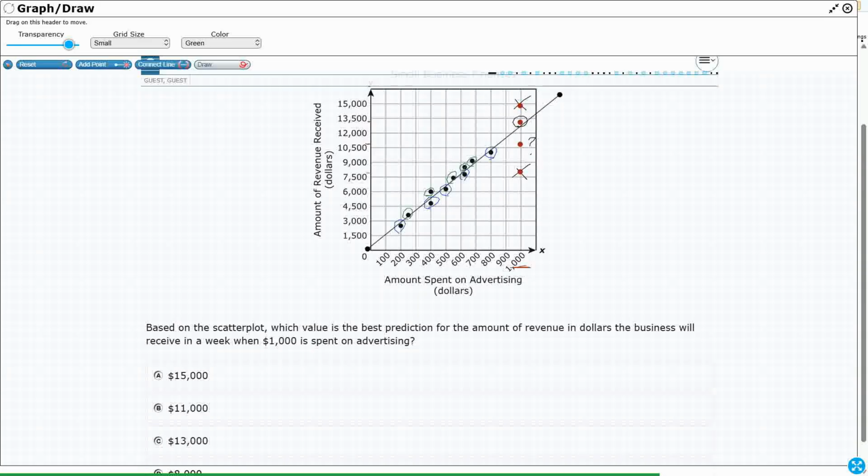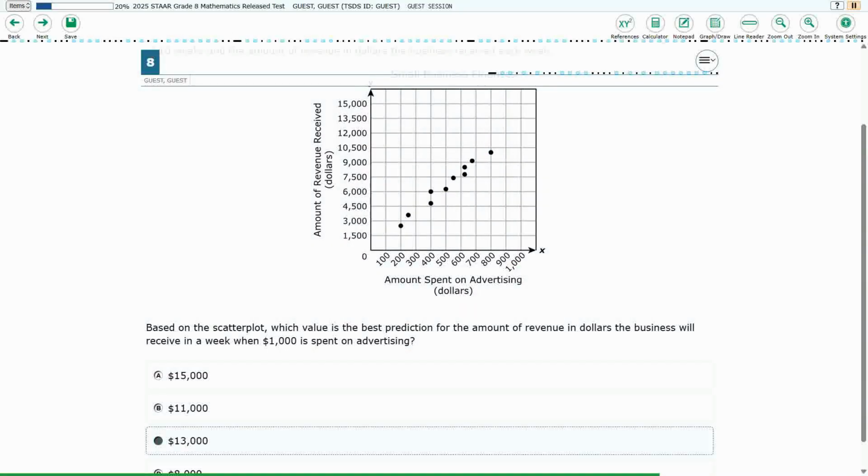Now, I didn't quite start at the origin. That's because these grid lines don't line up. If I were to shift this down just a little bit, this might shift up a little bit. But as you can see, we are definitely closest to this 13,000. We're right below it, much closer to that than we are the 11,000. And so that is going to be our best answer here. Using the trend line, we've identified that $13,000 is about how much you would receive if you spent $1,000 on advertising.